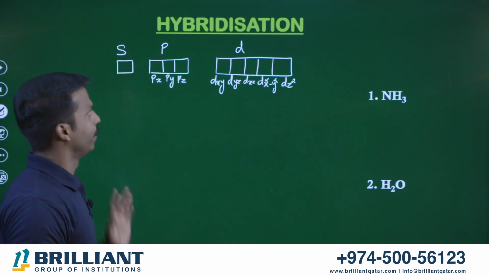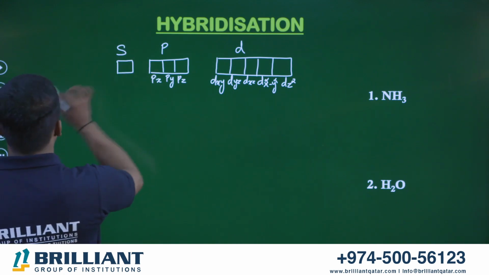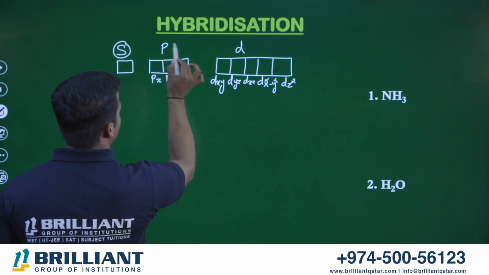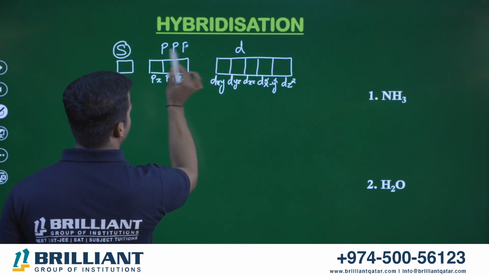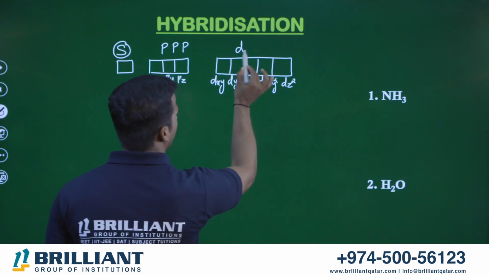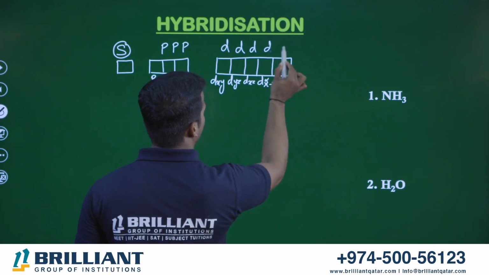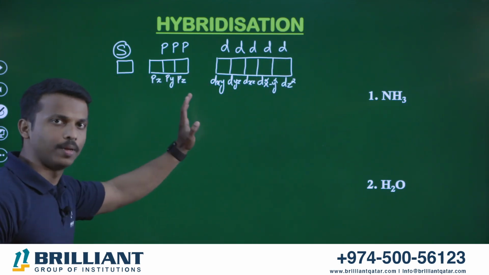All right. Fine. I'm just writing here. This is the one s orbital. 3 p orbitals, right? So 1, 2, 3. 3 p orbitals. How many d orbitals? 5 are there. So 1, 2, 3, 4, 5. Okay, just keep it there.